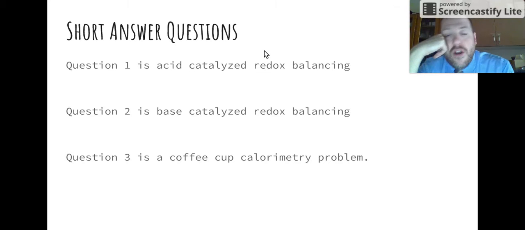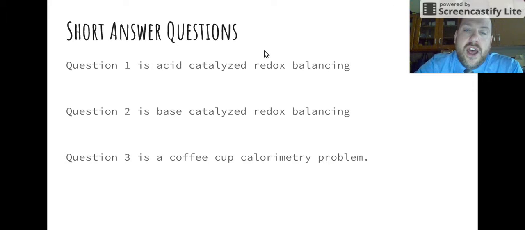Then question 6 is taking a half reaction that's already written for you and balancing that half reaction. And then there are some short answer questions. The short answer questions, there's 3 of them total, but question 1 and question 2 each have 2 separate reactions. So question 1 is balancing 2 acid catalyzed redox reactions, and question 2 is balancing the base catalyzed reaction.